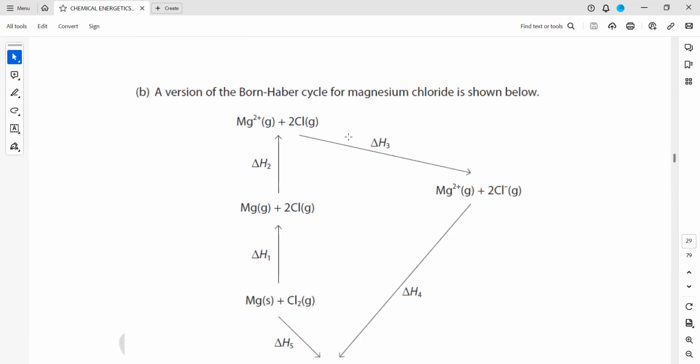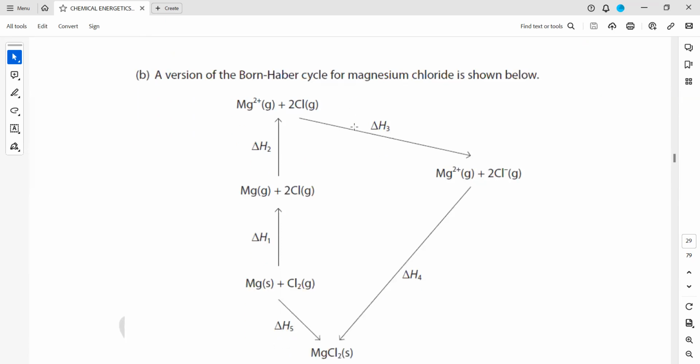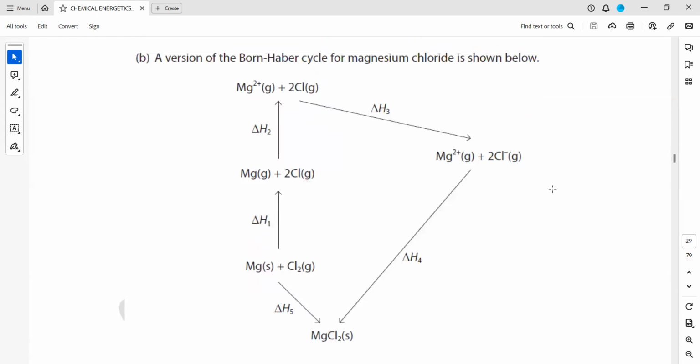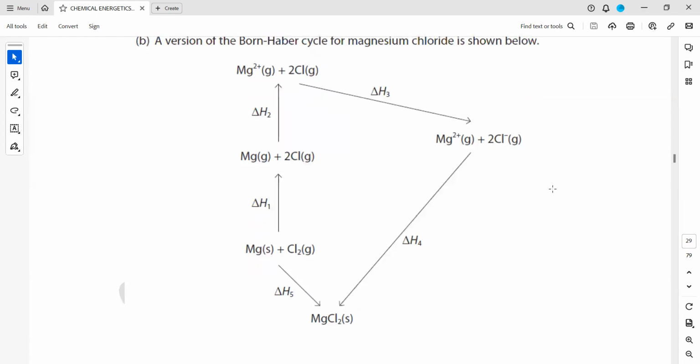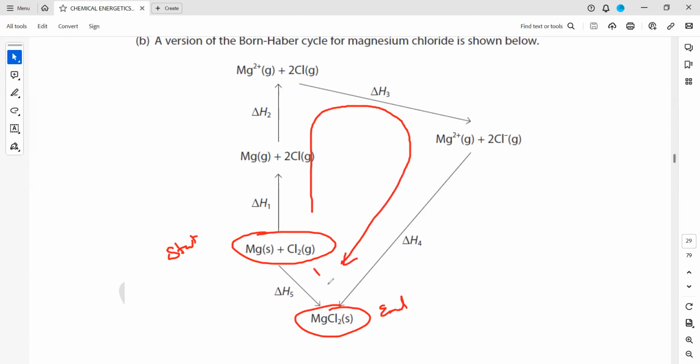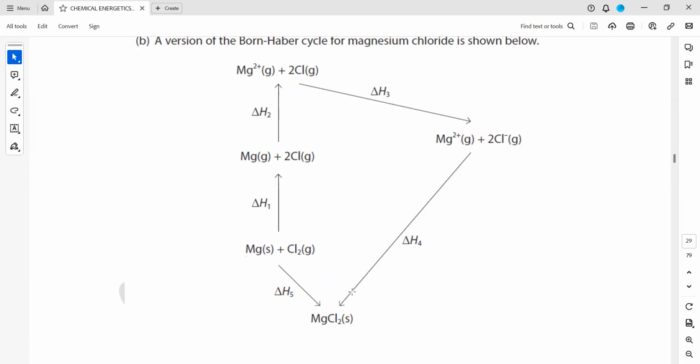A version of a Born-Haber cycle of magnesium chloride is shown. So how can you identify the start of the cycle? Where the two arrows are pointing out. So at this point, the two arrows are pointing out, that is the start of the cycle. And at this point, the two arrows are pointing in, that is the end of the cycle. So if we follow route 1 or route 2, the overall energy change is independent of the route or the path we follow.